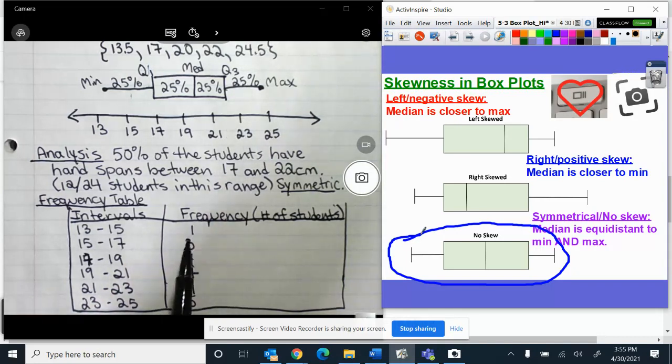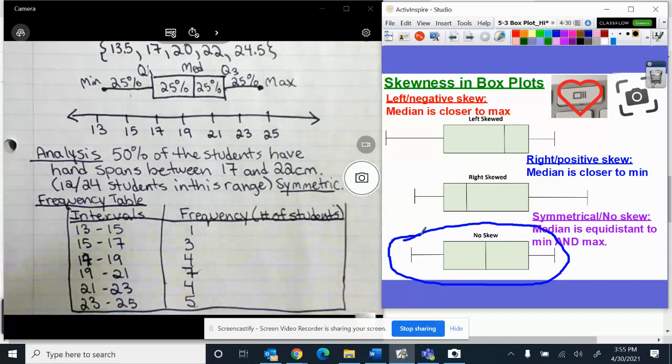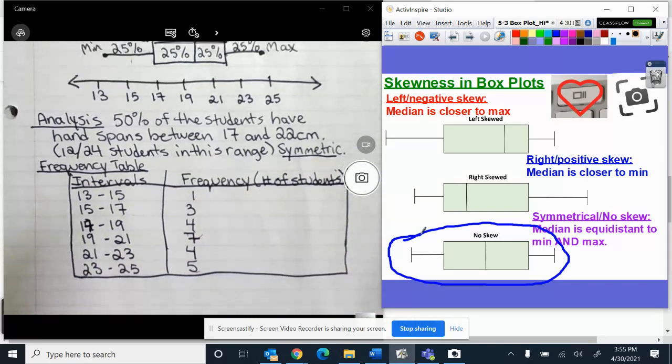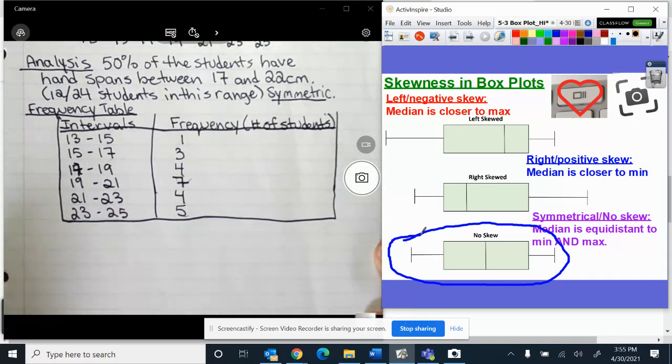Now quickly looking back to make sure, let's make sure we've included all 24 students. Here's 9, plus 7 is 16, plus 4 is 20, plus these 4 is 24 total students. Now we will create our histogram.